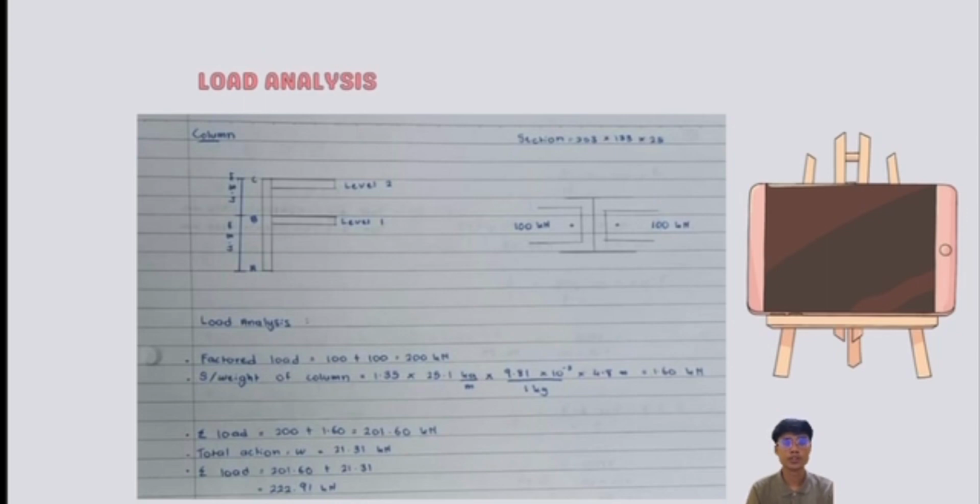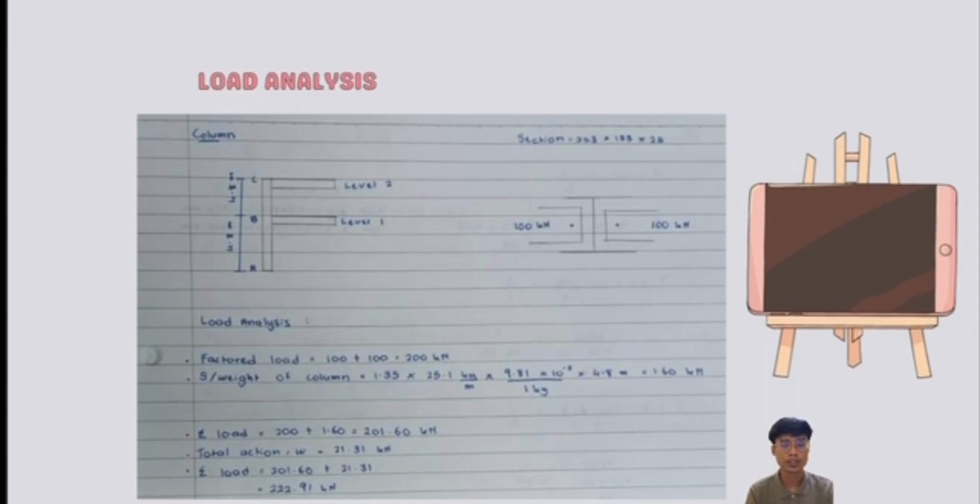We continue the calculation about the beam. The first thing we need to check is the section, and from this question the section is 203 times 133 times 25. The first thing we need to find is the load analysis from vector load and weight of column.